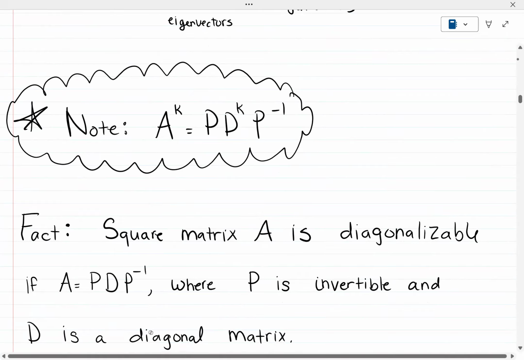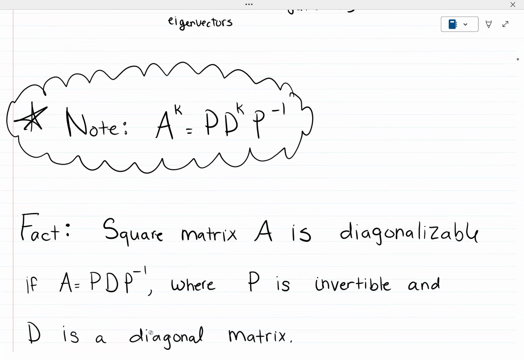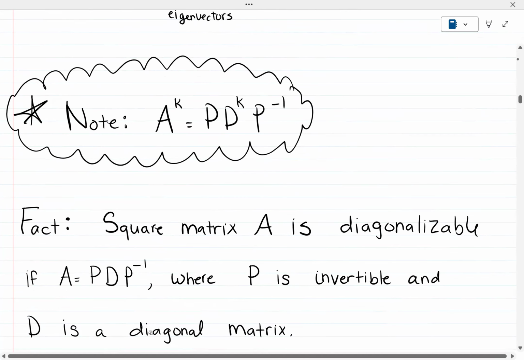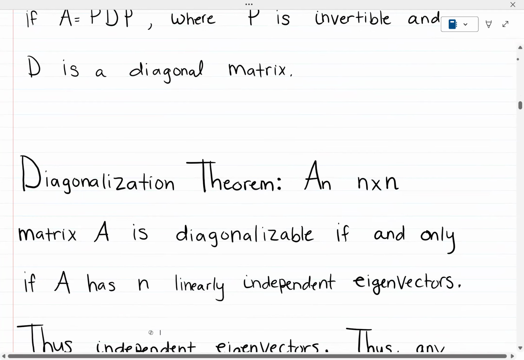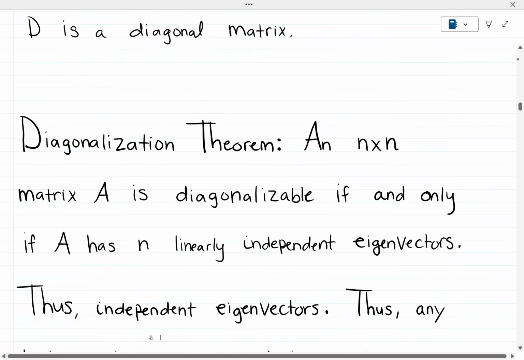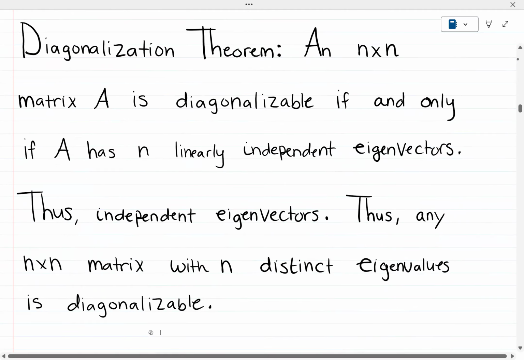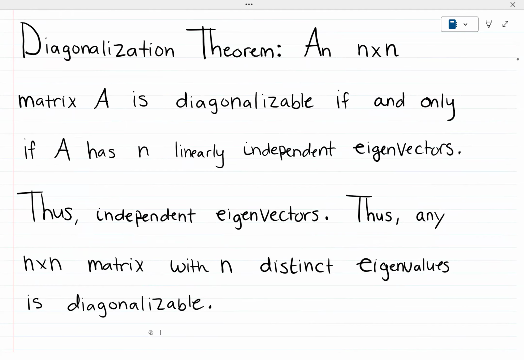Fact: a square matrix A is diagonalizable if A equals P times D times P inverse, where P is invertible and D is a diagonal matrix. Okay, so the diagonalization theorem: an n by n matrix A is diagonalizable if and only if A has n linearly independent eigenvectors. Thus any n by n matrix with n distinct eigenvalues is diagonalizable.